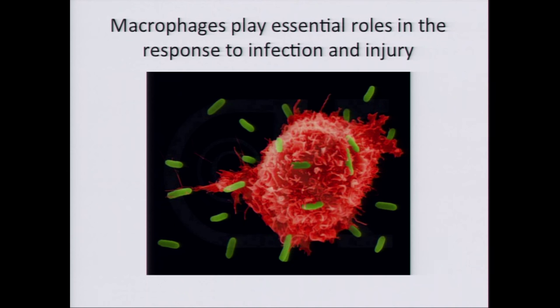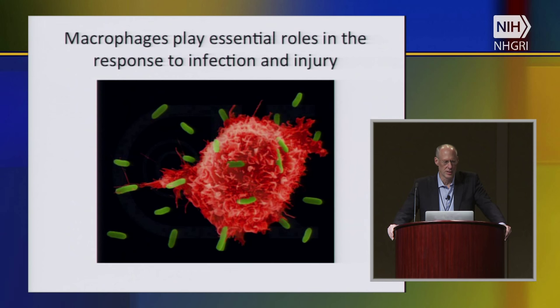Okay, so now what I'd like to do is transition to our laboratory's work on macrophages and what we've learned about how macrophages select their enhancers. I've already briefly introduced this cell. This is an ancient cell. It's present in organisms that lack an adaptive immune system. So this is an innate immune cell that you can find, for example, in Drosophila.